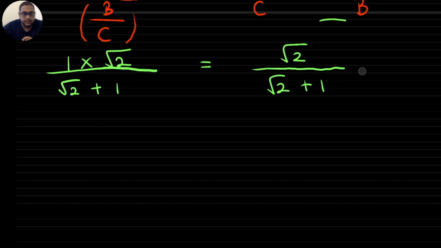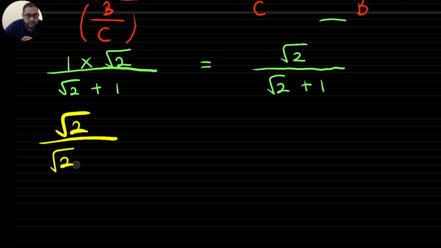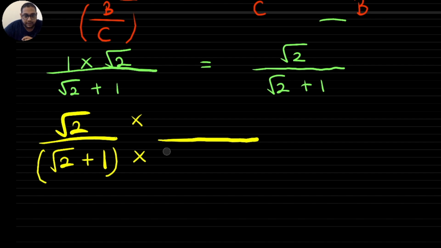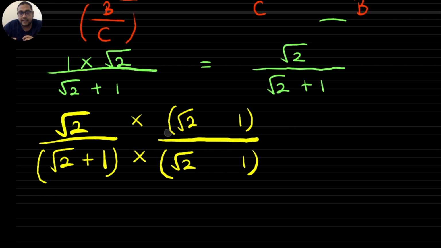What do I do here? I would first rewrite root 2 over root 2 plus 1. I've just rewritten this. And to rationalize, remember, as taught before, the terms in the denominator do not change. So I'm going to repeat root 2 and 1. As I mentioned before, the sign changes.